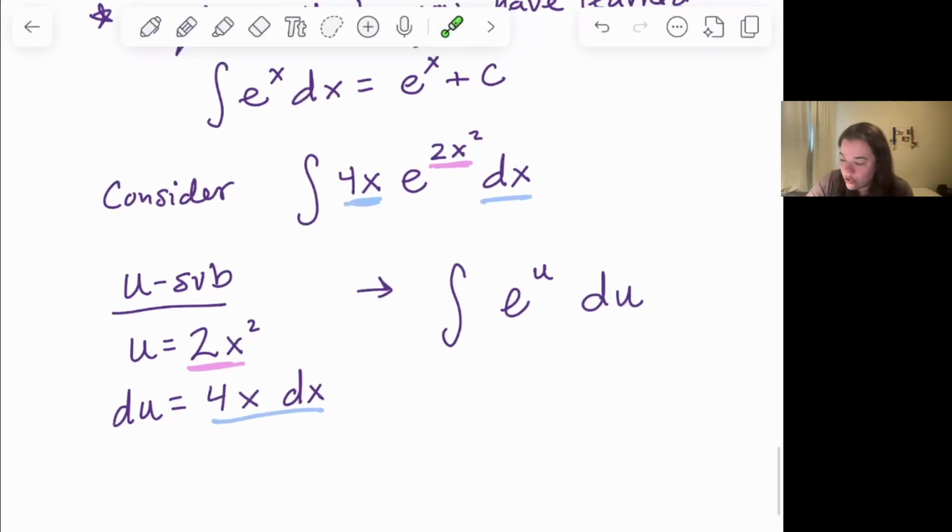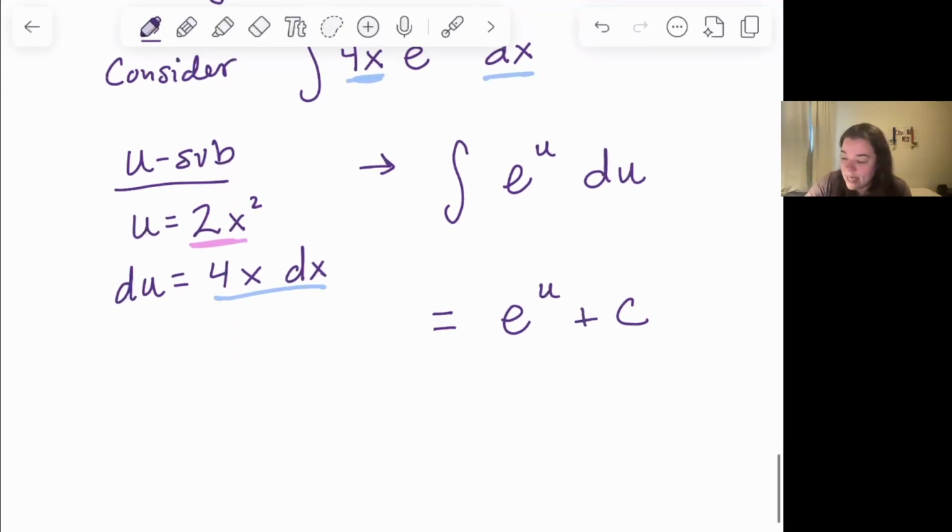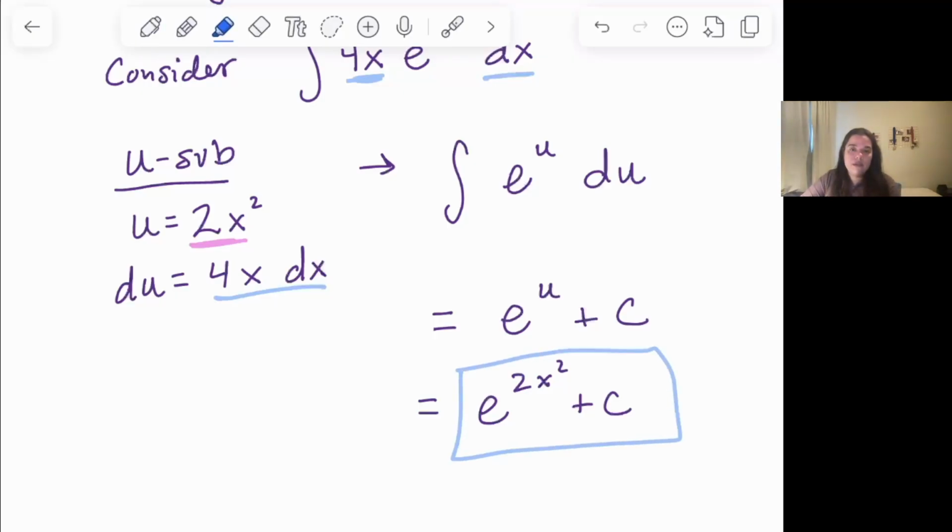So now ask yourself, do you know how to take the antiderivative of e to the u du? And yes, that's one of our rules. The antiderivative of e to the u is e to the u plus c. This is our final answer in terms of u, but now just take your u and substitute what it equals back into place. So really the final answer is e to the 2x squared plus c. So there it is. This is the final answer to the antiderivative of the original problem. Let's keep going. More examples.